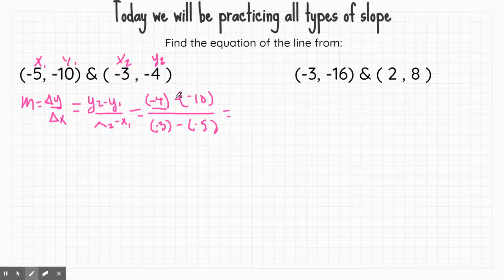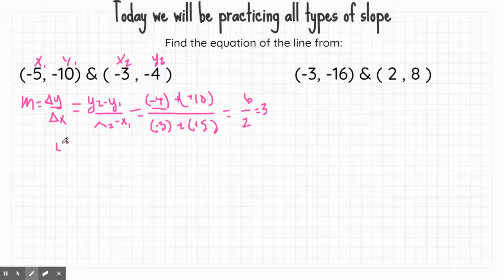All right, so let's use keep, change here. -4 plus 10 is going to be 6. And then again, keep, change, or two negatives make a positive. -3 plus 5 is 2. 6 divided by 2 is 3.